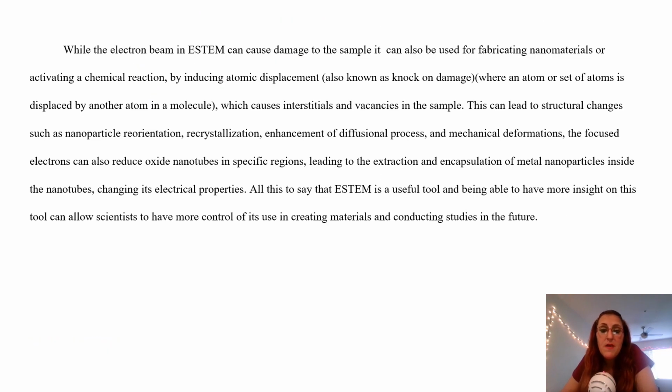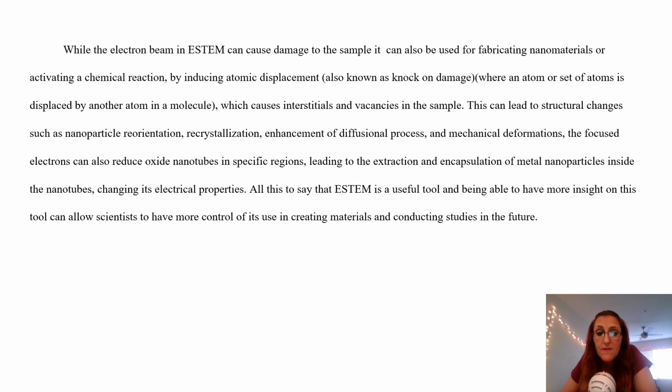While the electron beam in ESTEM can cause damage to the sample, it can also be used for fabricating nanomaterials or activating a chemical reaction by inducing atomic displacement, also known as knock-on damage, where an atom or set of atoms is displaced by another atom in a molecule, which causes interstitials and vacancies in the sample. This can lead to structural changes such as nanoparticle reorientation, recrystallization, enhancement of diffusional processes, and mechanical deformations.